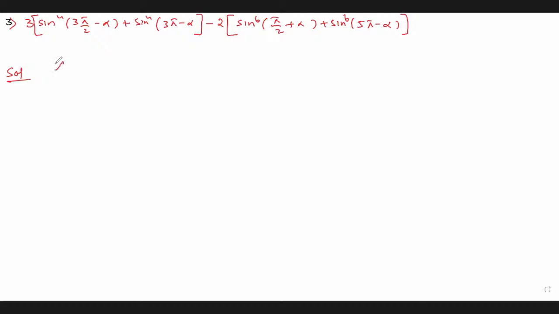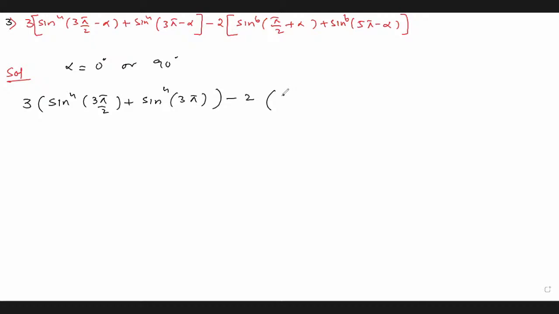Let us consider alpha is equal to 0 or 90 degrees. You are going to get 3 sine power 4 of 3 pi by 2 plus sine power 4 of 3 pi minus 2 sine power 6 of pi by 2. If I consider 0, plus sine power 6 of pi by 9.